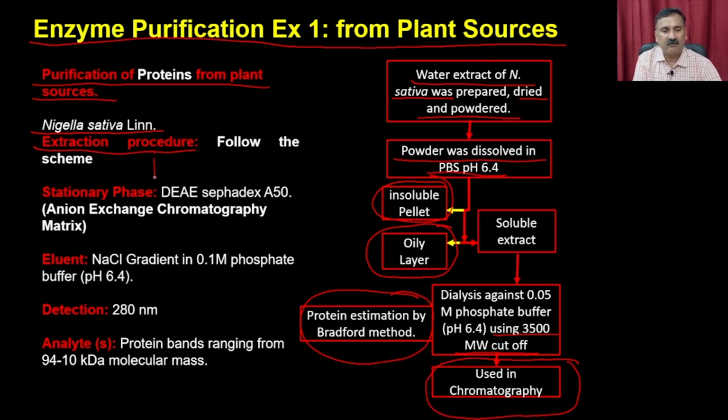After this, you perform the ion exchange chromatography. You pack the column with DEAE Sepharose, and then elute with an NaCl gradient at pH 6.4. You detect the protein at 280 nanometers, and protein bands ranging from 94 to 10 kDa can be used for monitoring the proteins you have isolated from the plant sources.